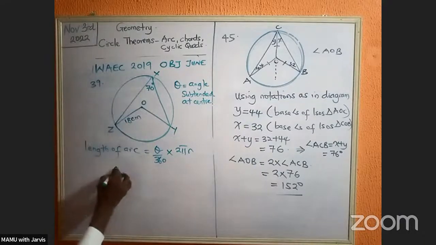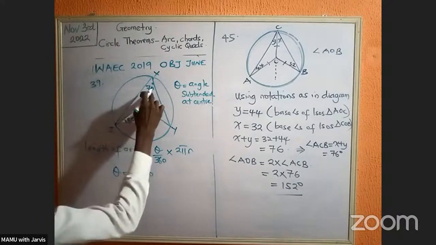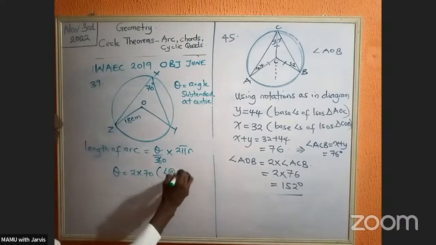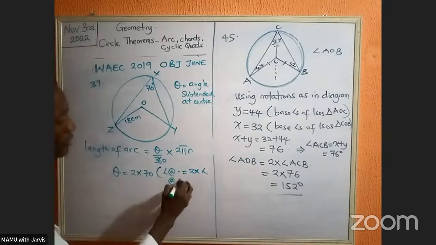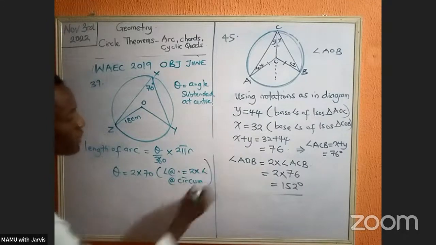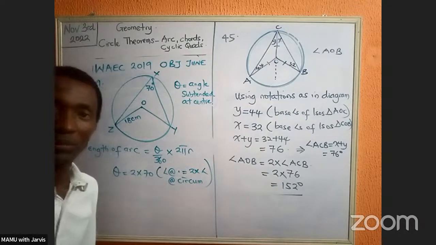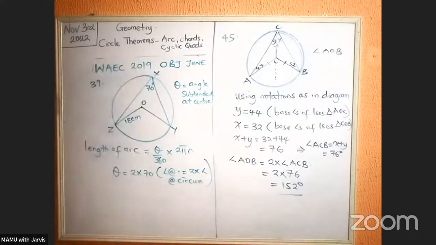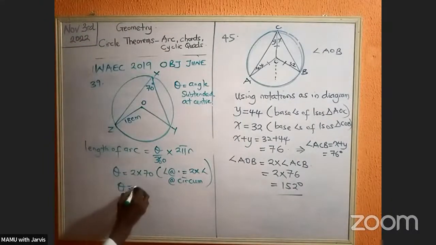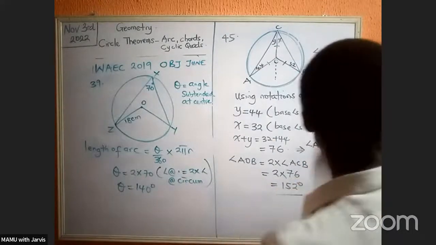So theta will be equal to 2 times 70. Angle at center equals 2 times the angle at the circumference. So you see that if you don't remember this theorem, you'll not be able to find the length of arc of this figure. It looks simple, but a little idea you don't remember can prove costly here. So theta equals 140 degrees.